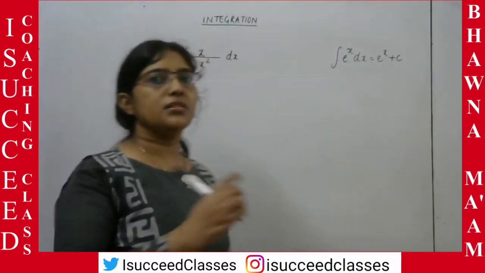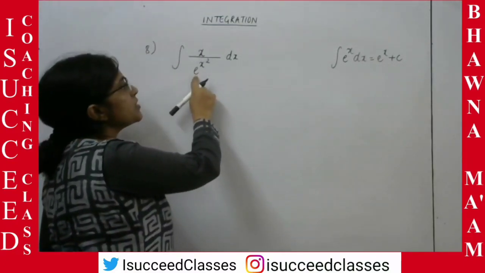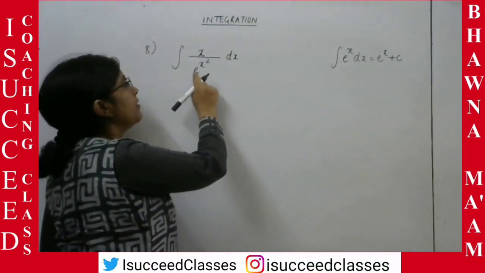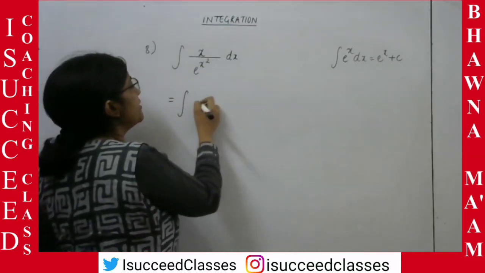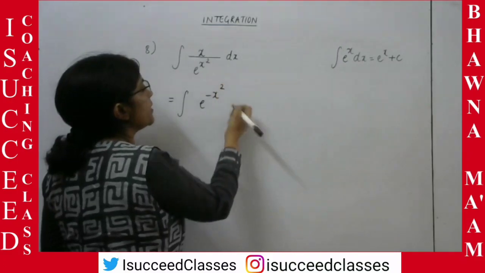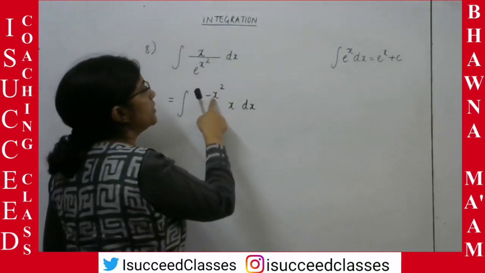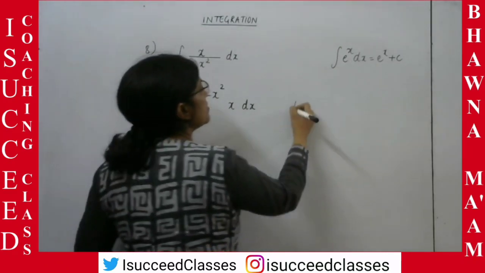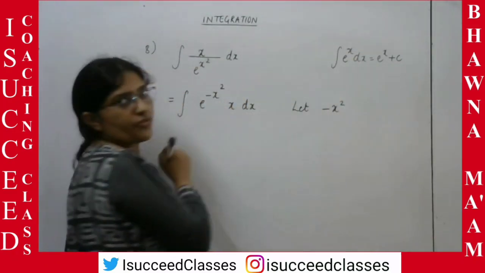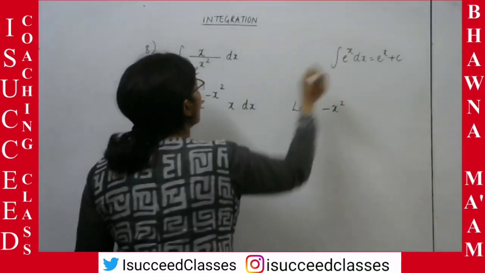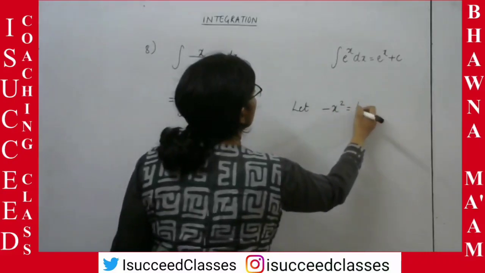Now let's see in this question which one is the composite function. As we see, it is e raised to x square, exponential and quadratic. So first of all, we'll write it as e raised to minus x square and x dx. Now, minus x square is the term which is in place of x. According to the formula, it should be x dx. Here it is minus x square dx. So let's put it as t and see.